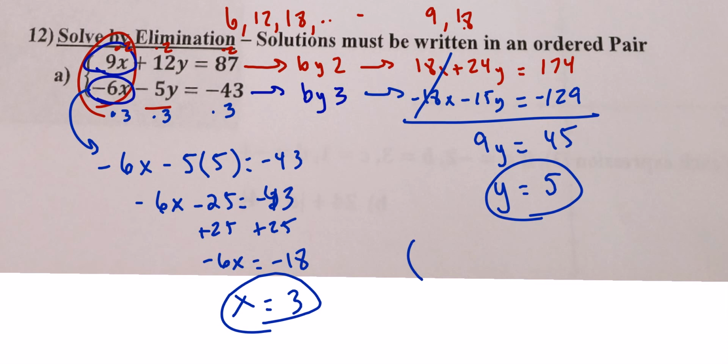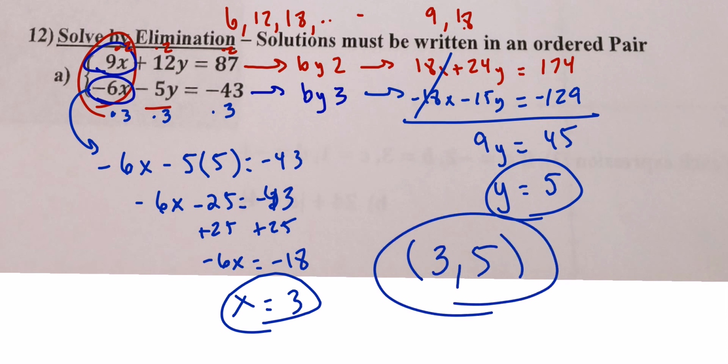So I have an x, I have a y, that means I have an ordered pair. 3, 5 is my solution. There are 2 other ways to do this. If you did it one of those 2 ways, as long as you got 3, 5 as your ordered pair, you're good to go.